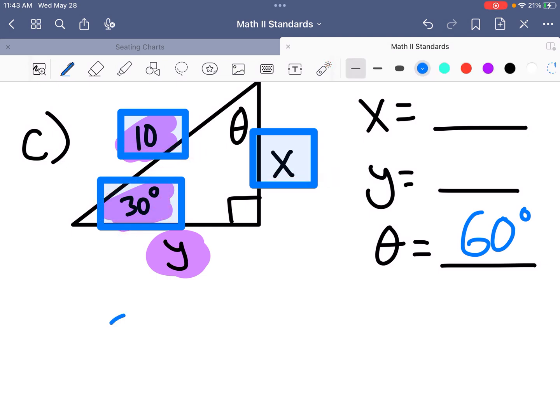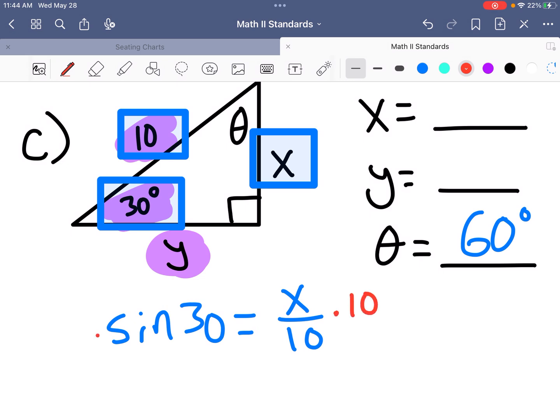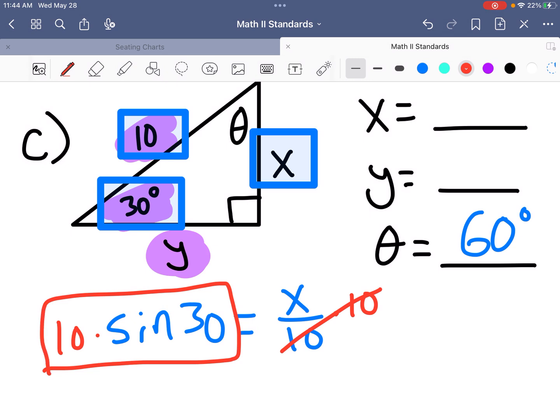So setting up my ratio then, I've got sine of 30 equals x divided by 10. Now you just need to remember good equation solving technique. We're trying to get the x by itself. So to undo the divided by 10, I'm going to multiply both sides by 10. And all I have to do is plug into my calculator 10 times the sine of 30. Make sure it's in degree mode. If it's in radian mode, you're going to get a weird answer. But it should just come out to 5.